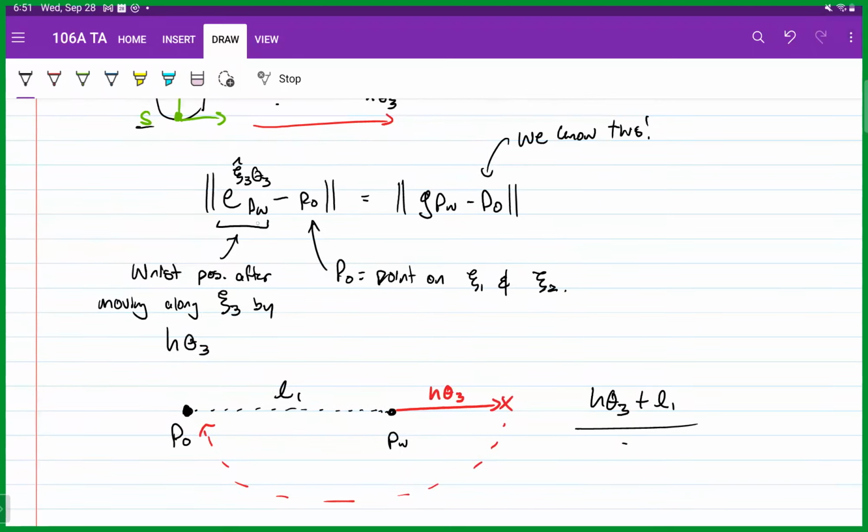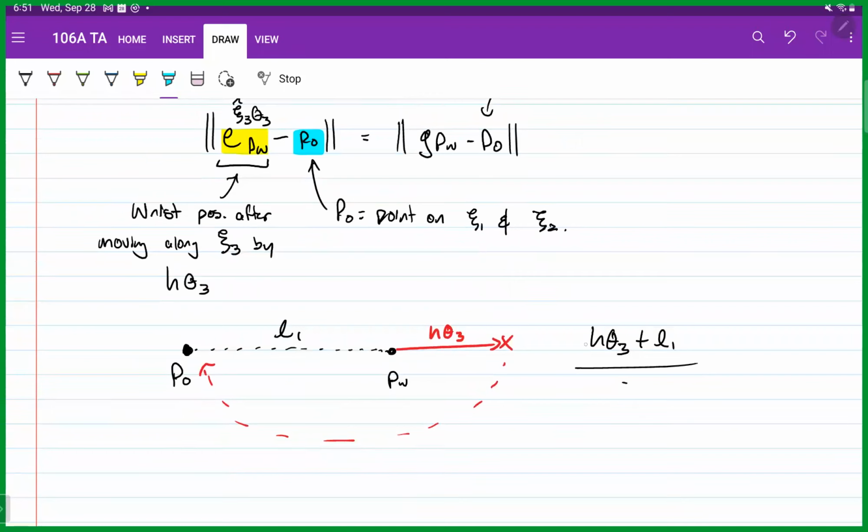So when we take a look at this norm up here, that's exactly what we're doing. We're taking the distance that this wrist has traveled right over here, and we're just subtracting off that point that we started at, P0. And right here, we've just come up with a formula for what that distance is. It's this h times theta 3 plus this L1 that we were starting at. So this is exactly equal to this norm that we have up here.